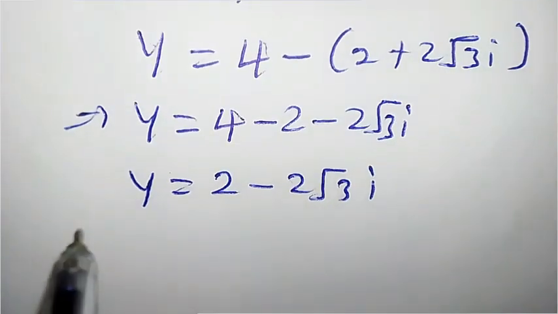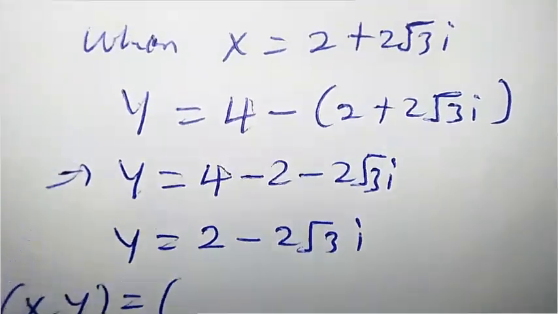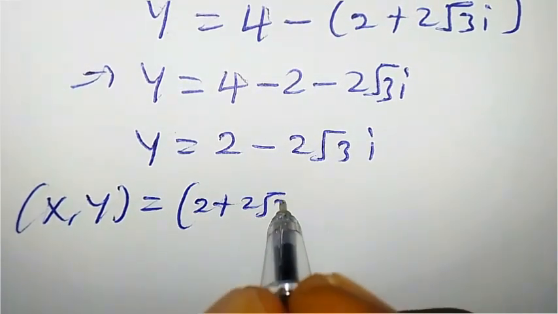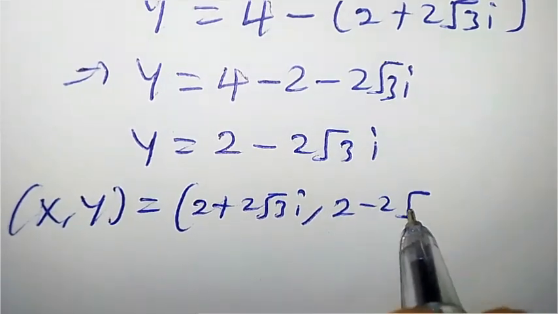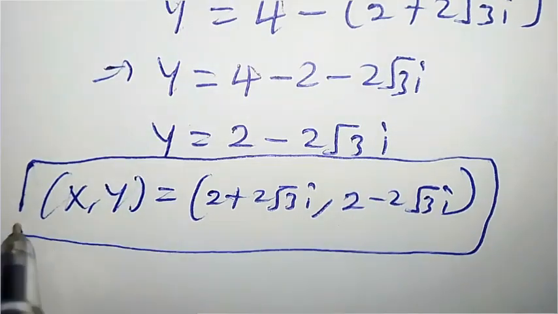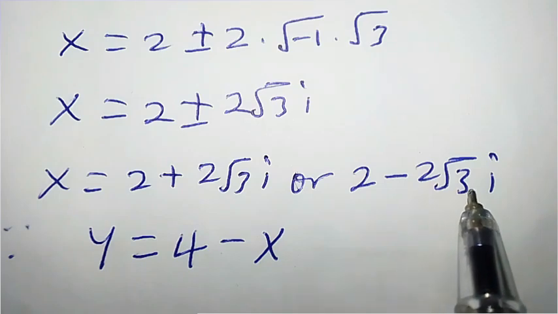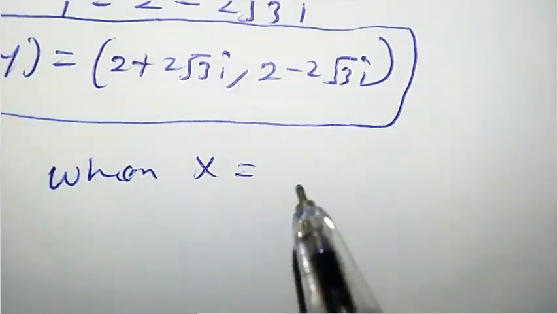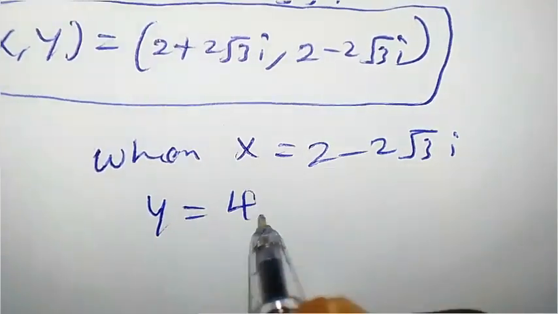That means for the first solution we have x comma y to be equal to x is 2 plus 2 root 3i, comma, y is 2 minus 2 root 3i. This is the first solution. Now, let's consider when x is equal to 2 minus 2 root 3i. So when x is equal to 2 minus 2 root 3i, y equals 4 minus x.